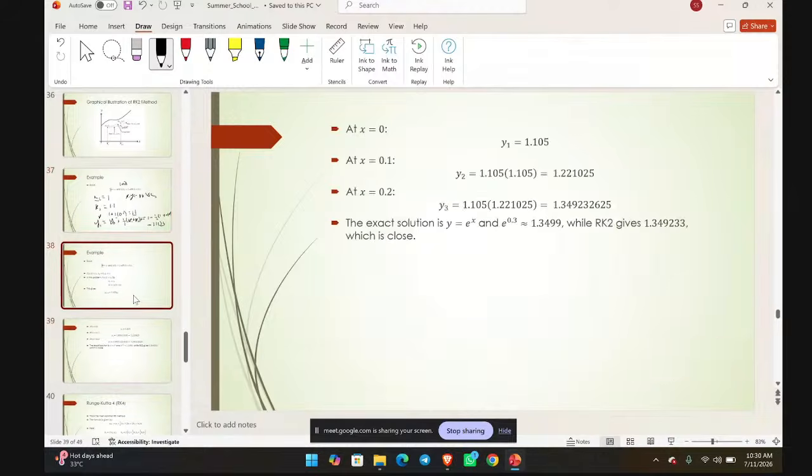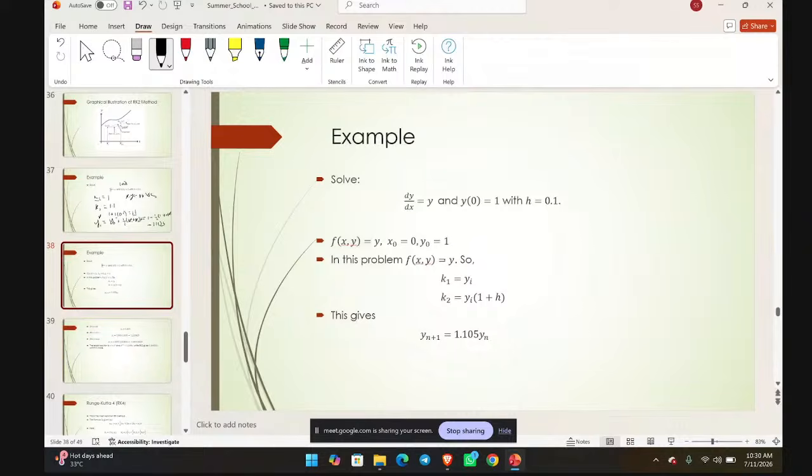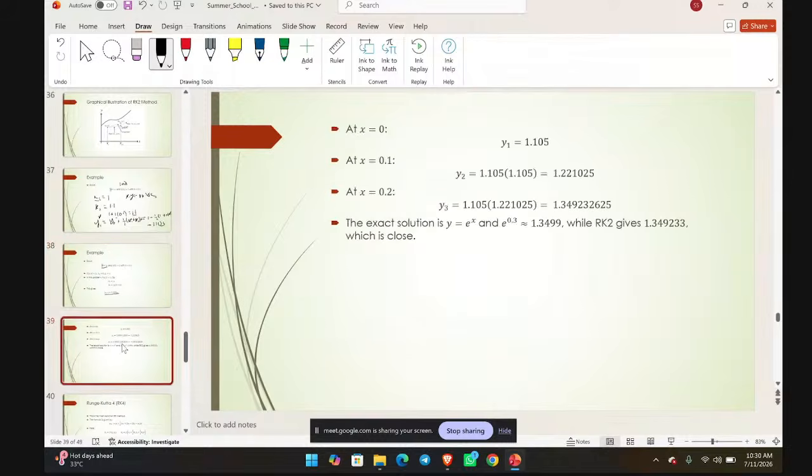As you can see in the further calculation, in this case, as dy by dx is equal to y, yn plus 1 turns out to be 1.105 times yn. So the next consecutive points are powers of 1.105. So first we reach 0.1 comma 1.105, and next we reach 0.2 comma 1.221 and 0.3 comma 1.3492. Here, if we see, we reached up to 3 decimals of accuracy. So it is better than Euler's method.